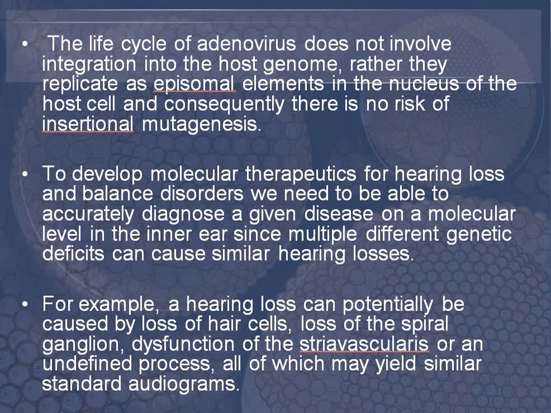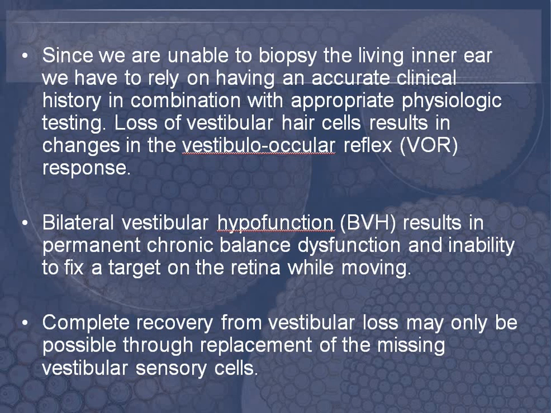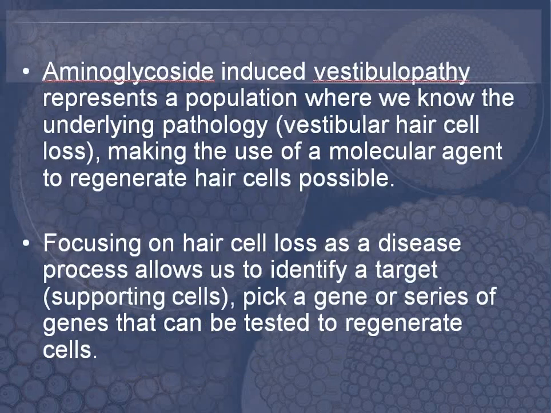For example, hearing loss can potentially be caused by loss of the hair cells, loss of the spiral ganglion, dysfunction of the stria vascularis, or an unidentified process, all of which may lead to similar standard audiograms. Since we are unable to biopsy the living inner ear, we have to rely on an accurate clinical history in combination with appropriate physiologic testing. Loss of the vestibular hair cells results in changes in the vestibulo-ocular reflex response. Bilateral vestibular hypofunction results in permanent chronic balance dysfunction and inability to fix a target on the retina while moving. So complete recovery from vestibular loss may only be possible through replacement of the missing vestibular sensory cells.